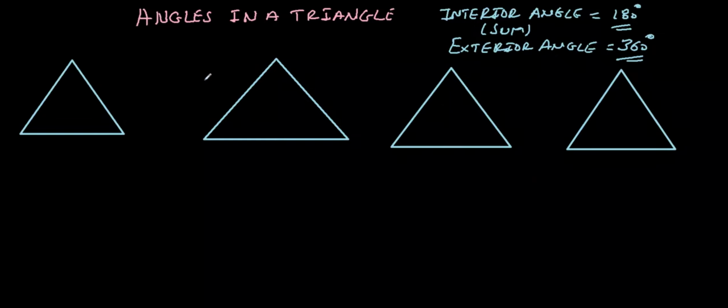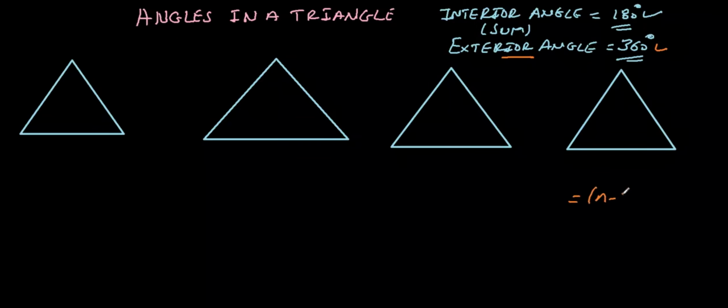Under this topic, angles in a triangle, you have to know two things. The first one, the sum of interior angles of a triangle will be 180 degrees, and the sum of exterior angles of a triangle will be 360 degrees. You have to remember this one. How is it 180 degrees? Because you have to use this formula to define it.